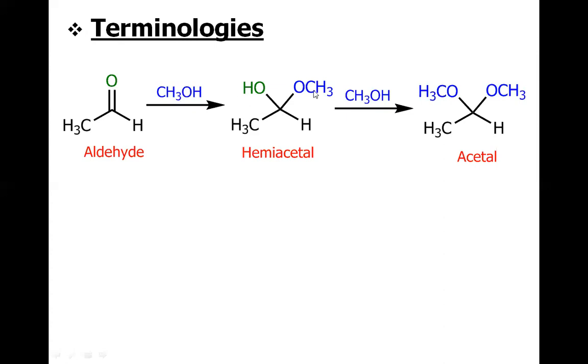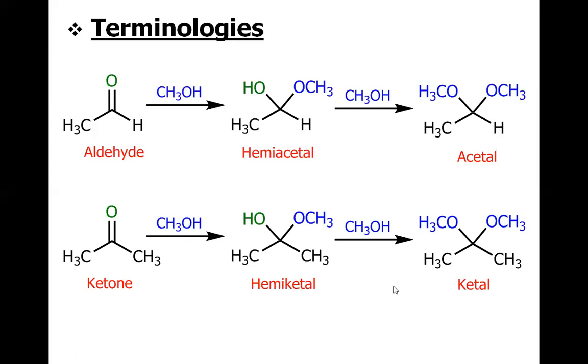So when one alkoxy is attached, it's called hemiacetal. Hemi means half. Half in the sense of two. So half of 2 moles is 1 mole. So when 1 mole of alcohol is attached, it's hemiacetal. When 2 moles of alcohol are attached, it's called acetal. And why acetal? The word acetal has come from the aldehyde. If it were aldehyde, it would be acetal. If it were the ketone, it would be ketal.